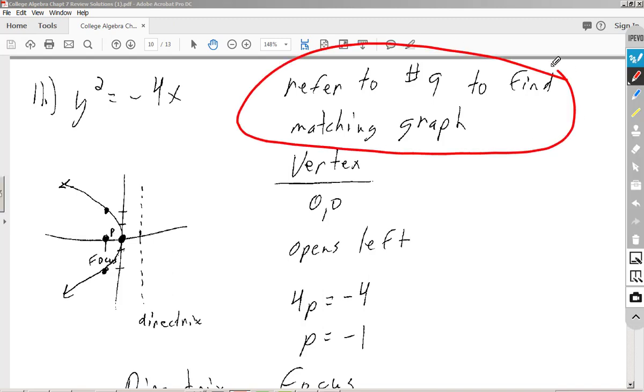You'll notice that this is a y squared graph, so that means it's going to open either left or right. It's negative, so that means it's opening to the left. So I find my vertex. Notice there are no shifts happening here, so my vertex is at 0, 0.